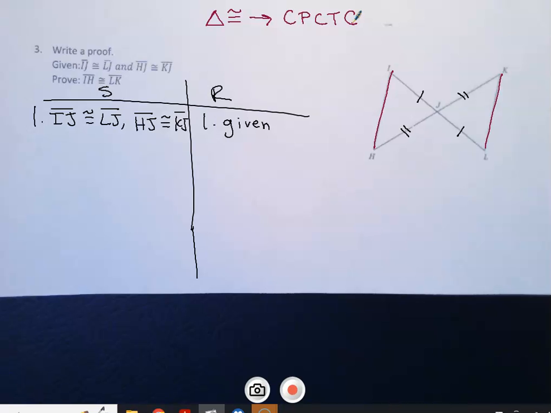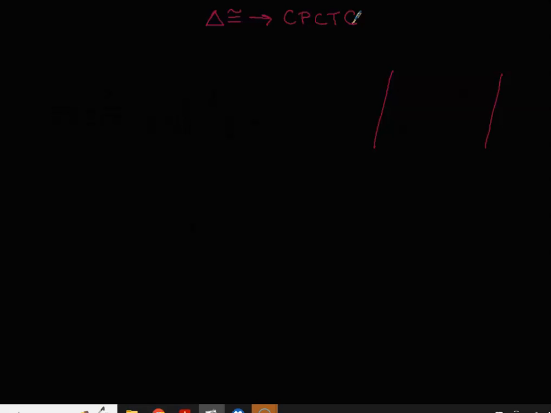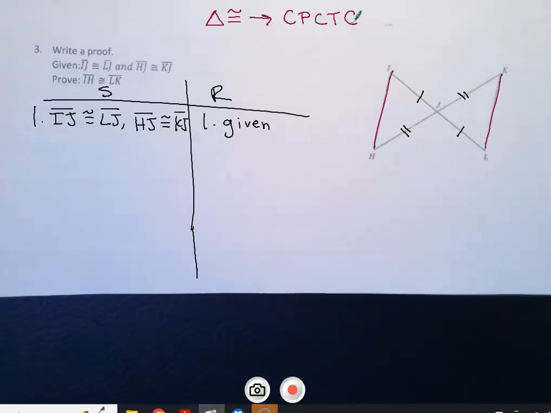IJ, what is that? What part of the triangle is that? I can't see it up there. Okay, but is it a side or an angle? A side. So you have one side that's congruent. And you have the other side. You have another. So you have two sides that are congruent.